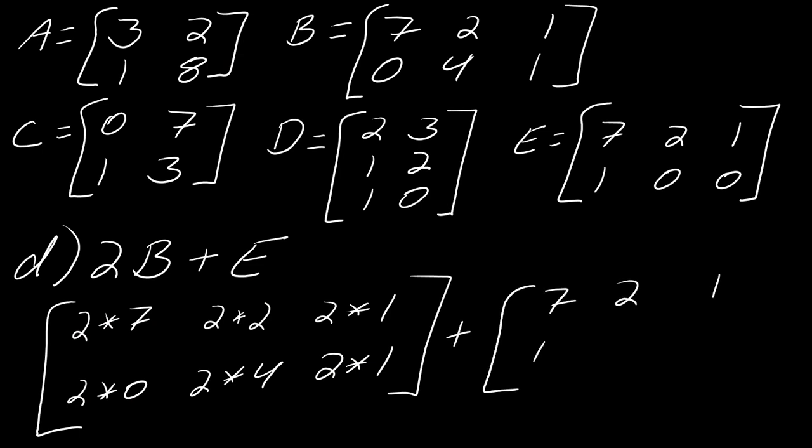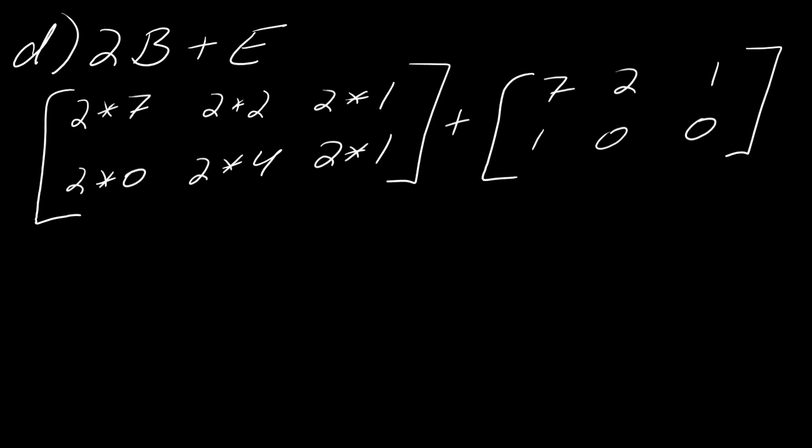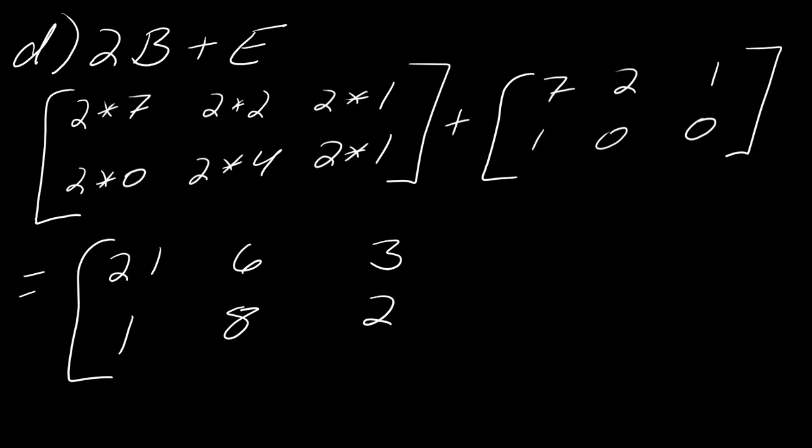So here's kind of everything that's happening. And so again, I feel like this is somewhat intuitive. I'll make a little space here to finish this. Okay, so let's see. This will become really 14 plus 7, which is 21. We're going to have 4 plus 2, which is 6, 2 plus 1, which is 3, 0 plus 1, which is 1, 8 plus 0, which is 8, and 2 plus 0, which is 2. So there is everything that is involved with that.